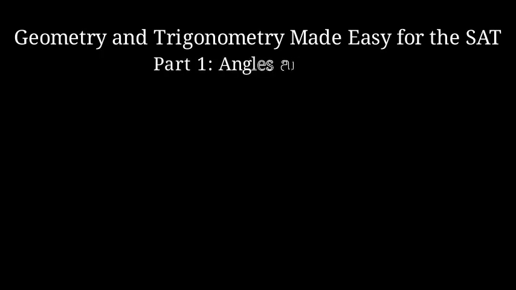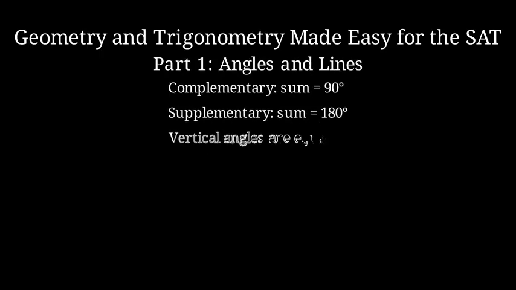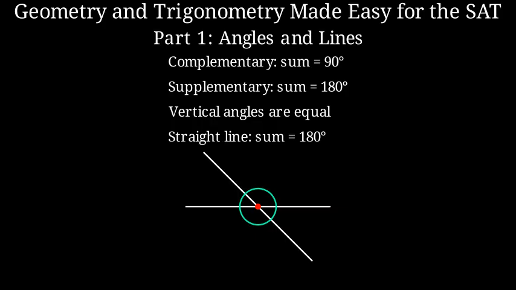Part 1. Angles and lines. Here are the most important angle facts. Complementary angles add to 90 degrees. Supplementary angles add to 180 degrees. Vertical angles are equal, and angles on a straight line add to 180 degrees. Let's visualize these quickly. Here are two intersecting lines. The opposite angles are vertical angles, and they are equal.